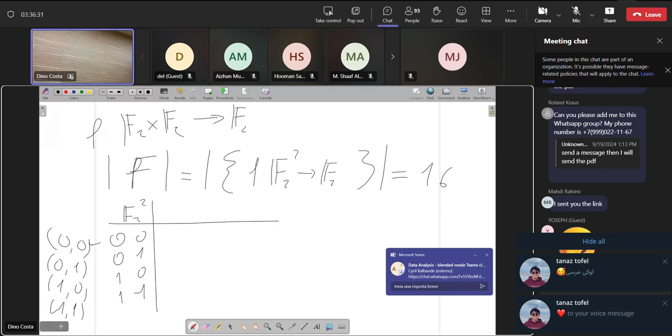Now we have 16 operators. The first operator here, I use the logical representation. The first is the OR operator. So false or false is false. False or true is true.